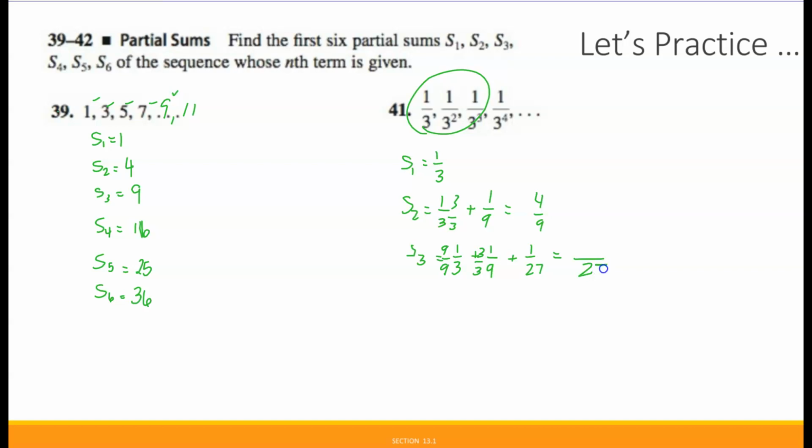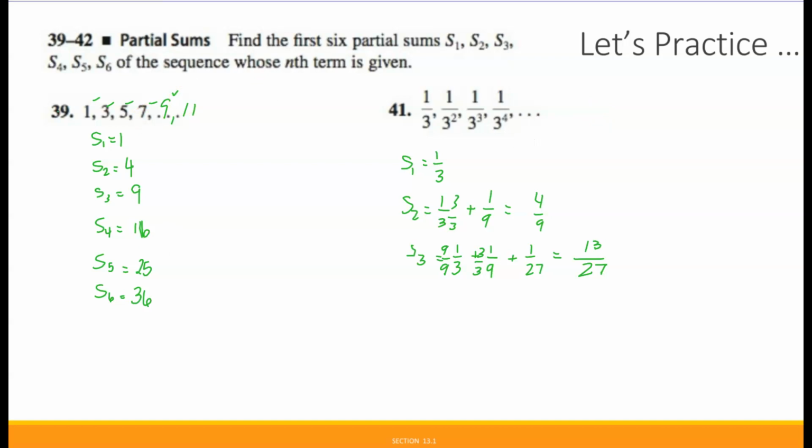What happens with the numerator? We've got 9 plus 3 plus 1. 9 and 3 is 12 plus 1. That would give us 13/27. Okay, so then our next step would be to add up all 4 of these. At this point we're going to just go ahead and let the calculator help us out with some of this.